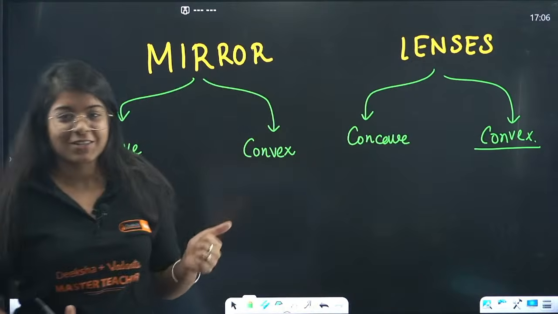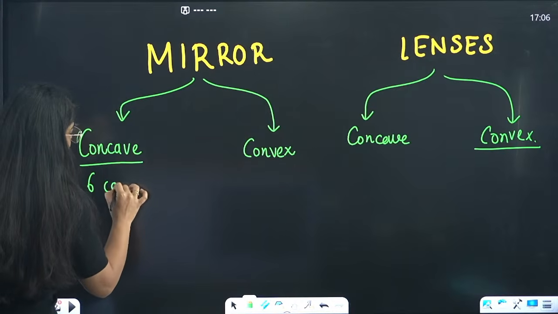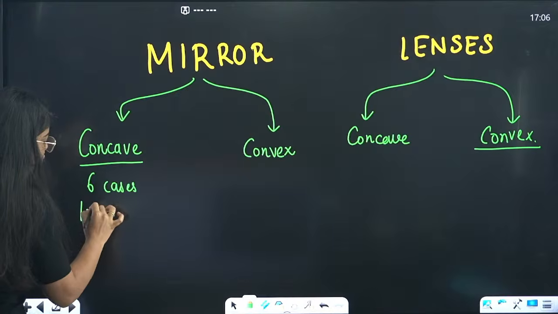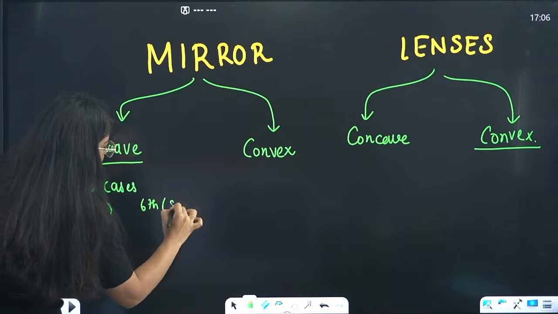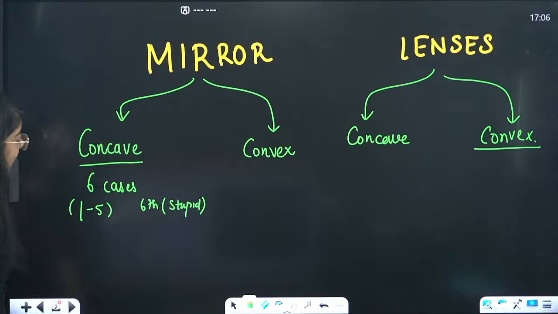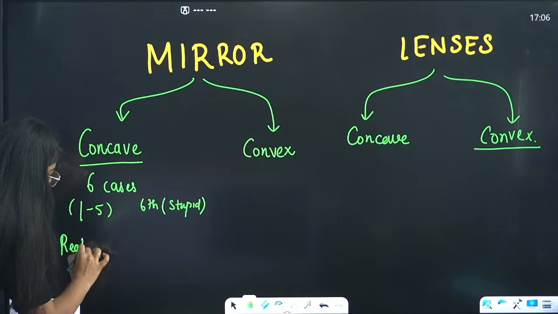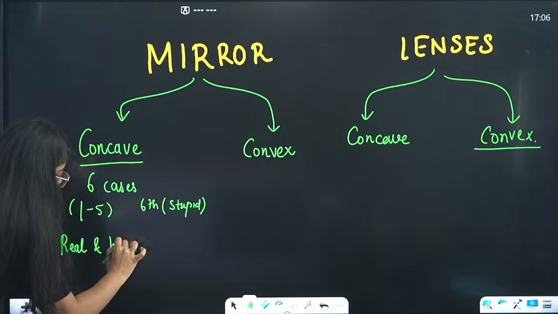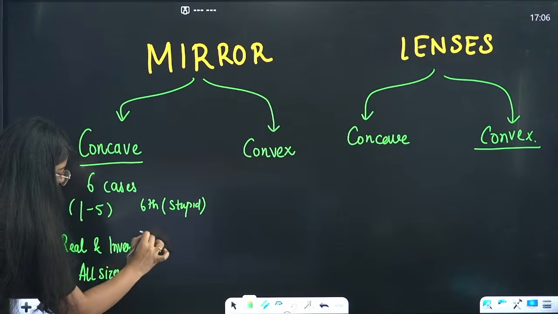Okay, Vishal, done. Now bacha, in concave mirror we have 6 cases, right? First to 5 cases are normal ones. The 6th case, we call it a stupid case, because it has to go the other way, right? Now in first to 5 cases, the image formed is real and inverted and of all sizes. Understood? Anyone have any doubt?